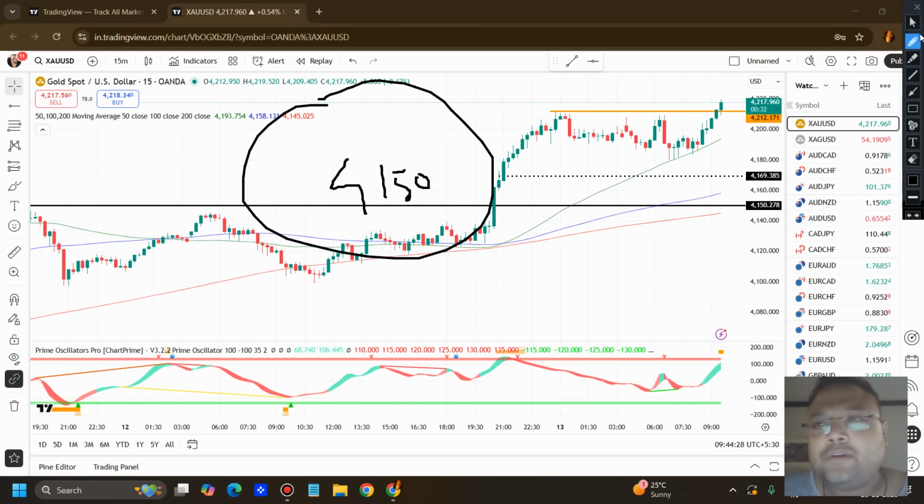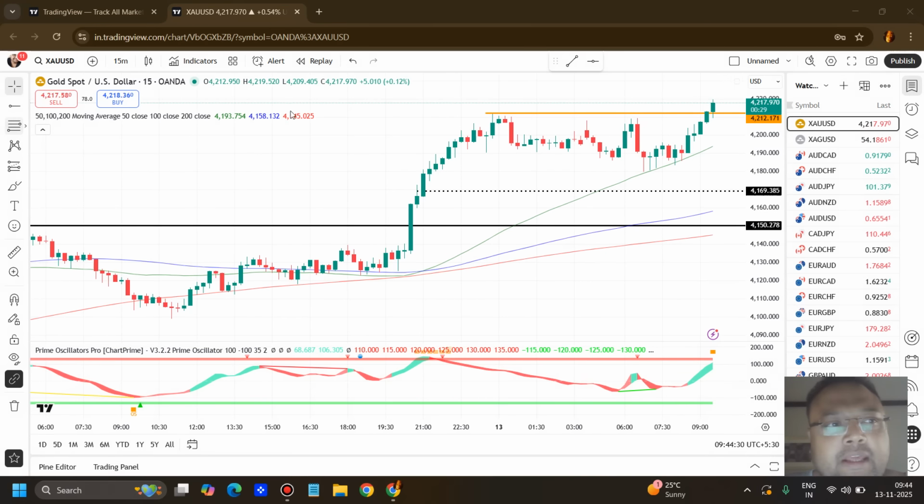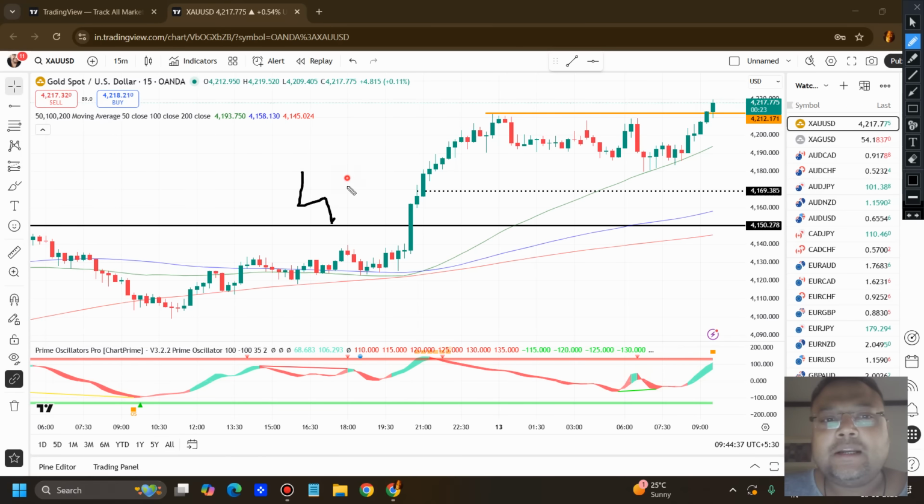But the problem is that 4150 is far away. So do we have any immediate support? No, we do not have any immediate strong support here. But still around 4176.8, you can see a dotted line here. Around this dotted line, you can expect a temporary bounce if the market drops.